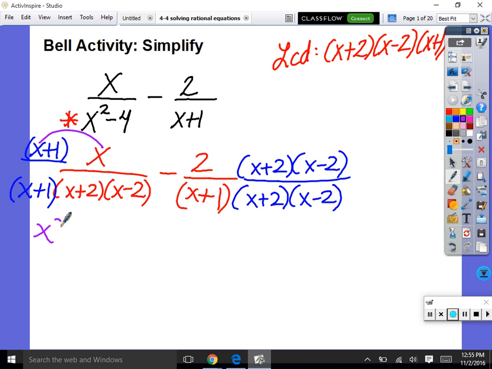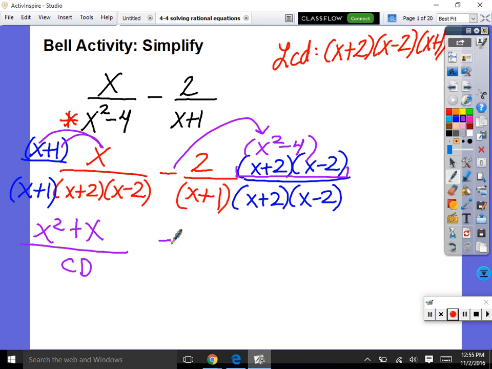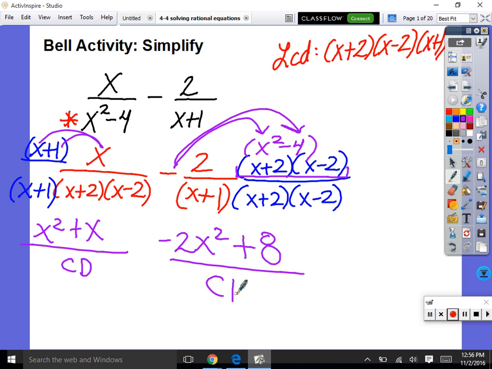So that's x squared. x times 1 is plus x. That's all over this whole denominator. Can I just write common denominator for right now? Everybody understand? Then we have, now multiplying this out, people have issues with. Multiply those two together first, which is this, right? So we're multiplying by x squared minus 4. So careful here. Negative 2 times x squared is negative 2x squared, right? Negative 2 times negative 4 is plus 8. That's all over, that was just this half, all over the common denominator.